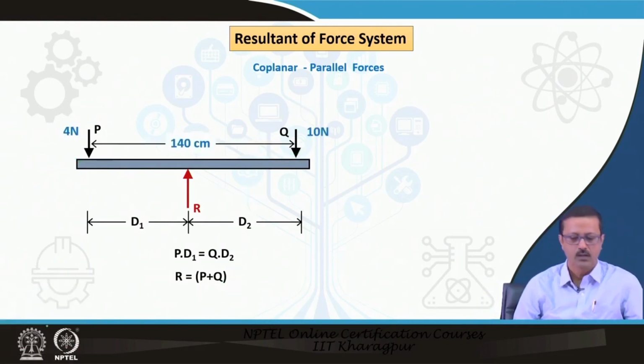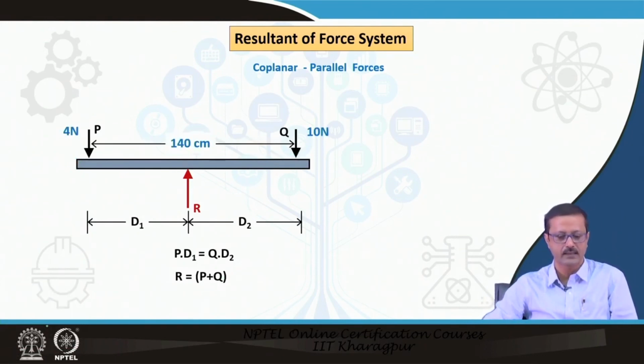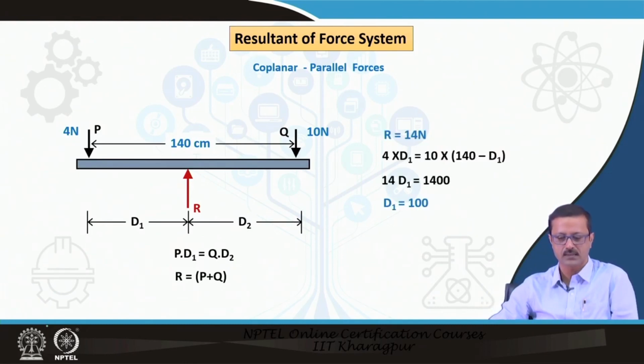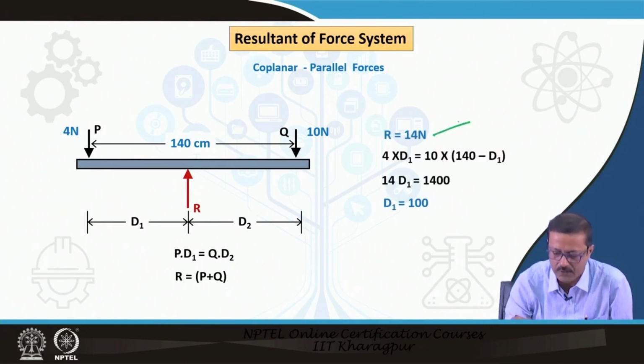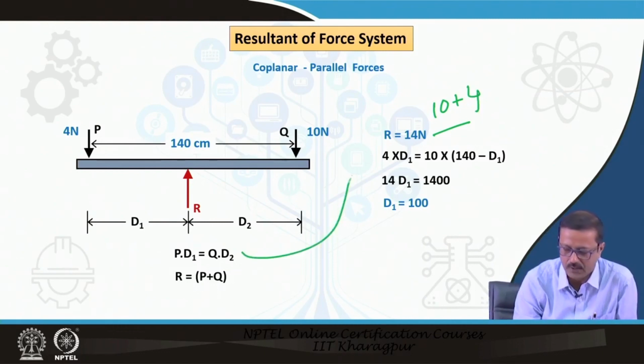So suppose this is another example. If I put this formula with 4 and 10 Newton as two forces in the downward direction, having a separation of 140 centimeter, this gives me the resultant force as 14, because 10 plus 4 is 14, and by this equation I have put it over here, that is the 4 into D1.